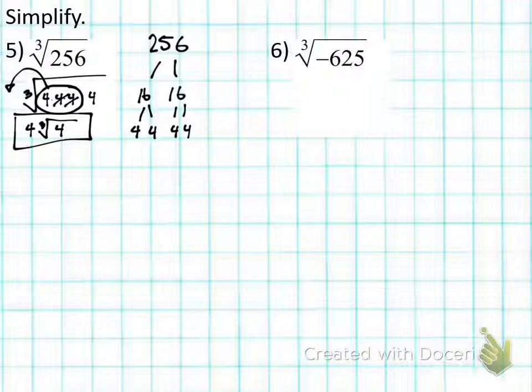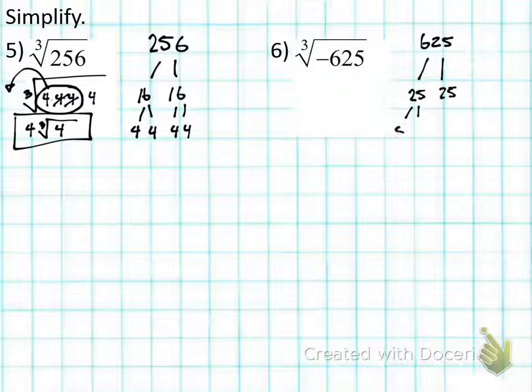Just to help you get started, whenever you see a negative here, let's just ignore it for now when we make our factor tree. 625 has what number at the end? 5. So what number do you know for sure goes in there? But it also has a 2 in front of the 5, so what number do you know goes in there? 25. Does that make sense? So you need to look at those tricks to factor. 25 times 25. But we need to have, what's our index here? 3. So we need to have 3 of the same number to break out.